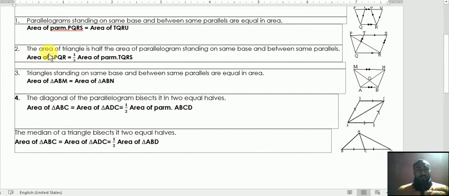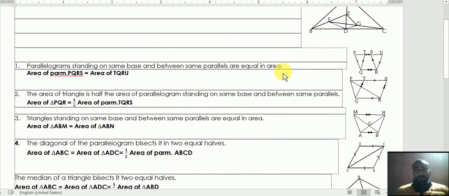Now the next one: the area of a triangle is half the area of a parallelogram standing on the same base and between the same parallels. This was the second property. The third one: triangles standing on the same base and between the same parallels are equal in area. Similarly, the diagonal of a parallelogram bisects it into two equal halves, and lastly the median of a triangle bisects it into two equal halves. So these are the five major properties that we are going to use here.